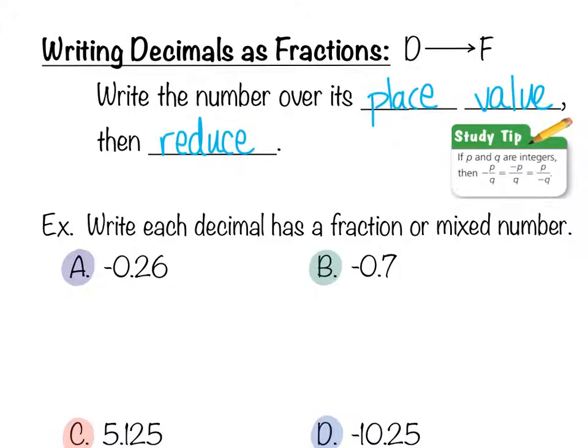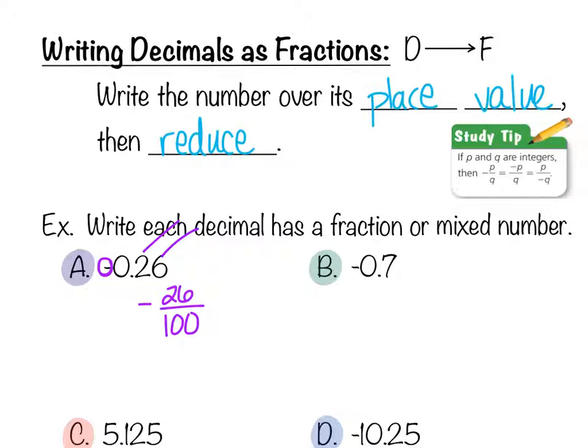So let's look at example A here. First of all, you'll note that it is negative. So we want to make sure that if we have a negative decimal, we get a negative fraction. And you write the number 26 over its place value, which the second decimal column is the hundredths column. So we have the tenths column and then the hundredths column. So we're going to put this over 100. In fact, if you said this decimal the long way, instead of saying negative 0.26, you'd say negative 26 hundredths, and that's exactly what you write.